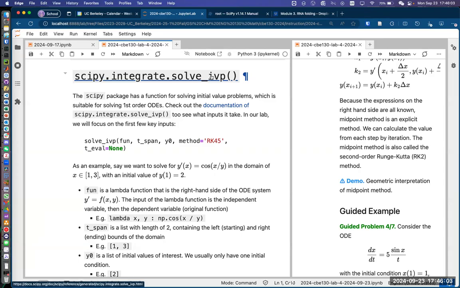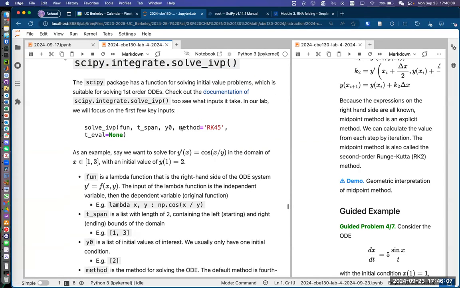SciPy has a built-in solver called solve_ivp, for solving initial value problems. It requires a function that's our ODE, and then t_span, which is the left and right boundaries for the independent variable, y0, which is our initial condition. The method is usually defaulted to the fourth order method. And then t_eval is optional, where you can specify the specific t values that you want to use.